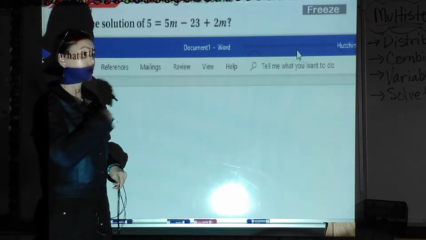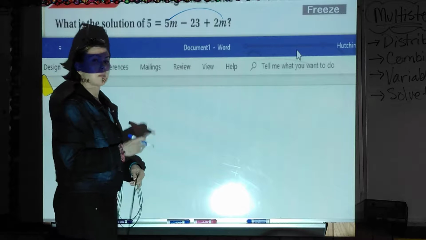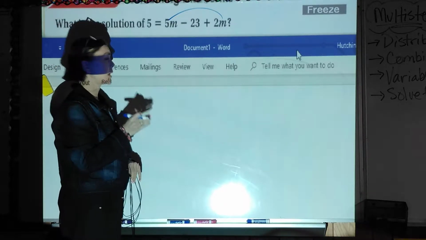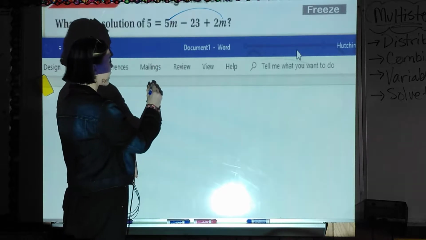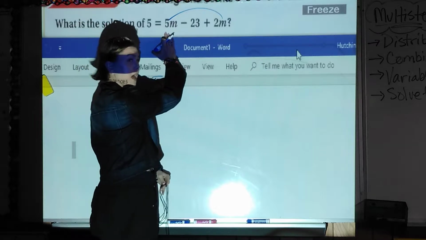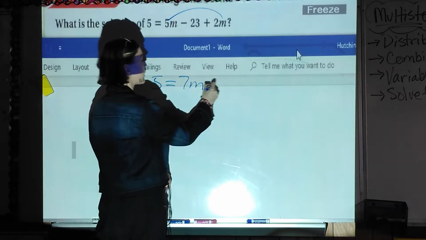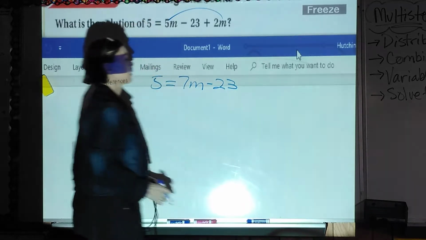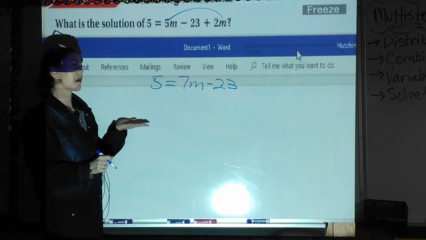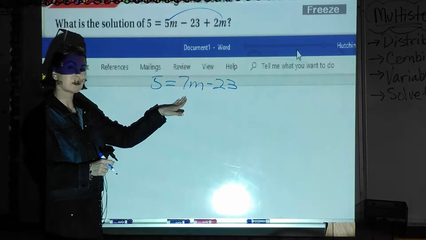And so what I like to do is draw the rainbow, okay, corny as it is. We're going to draw the rainbow to show visually that those are the like terms that we need to combine to solve this. And then we bring down what we have left over. We have 5 equals, now 5m, a positive 5 and a positive 2 give us a positive 7. And then we have a -23, okay? And so once again, we're down to a regular two-step algebraic equation where we're going to add 23 to both sides and divide by 7.